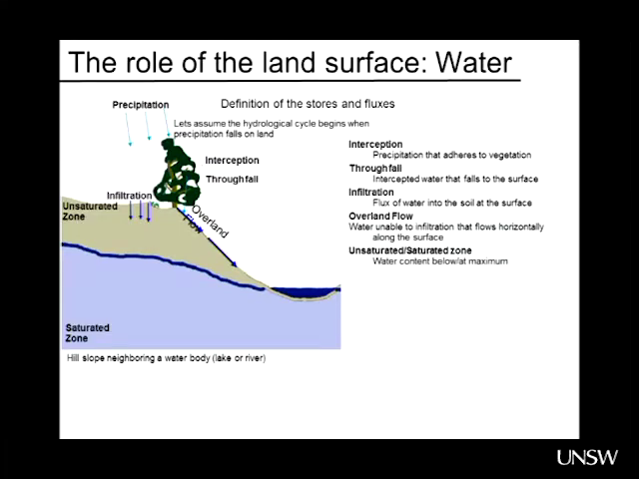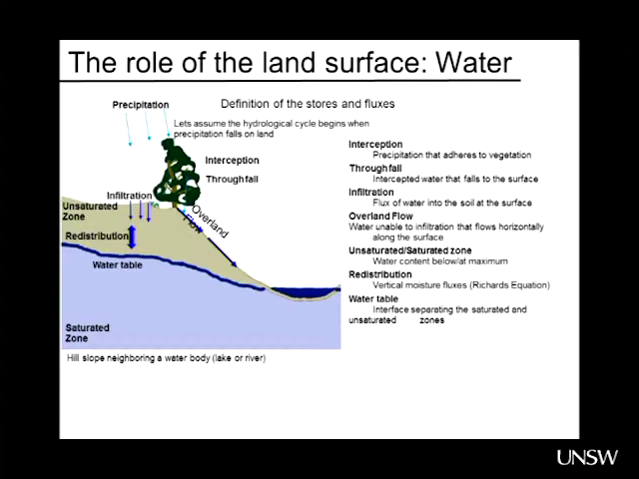Saturated zone, which is mostly the area of the soil above the groundwater. Water being redistributed in the soil down to a water table. The water table is the beginning of the saturated zone, which is deeper in the soil.